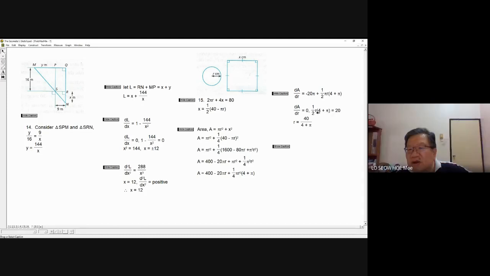Make R the subject of the formula. The 2 bring over becomes 40. 4 plus pi bring over, it goes to the bottom. So this is the value of R that they want. Actually, this is the answer, but not enough. They want you to show that this answer will give rise to the minimum value.